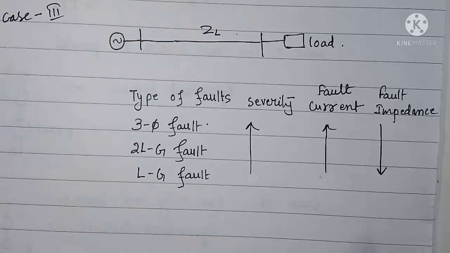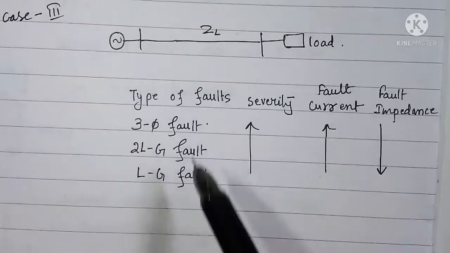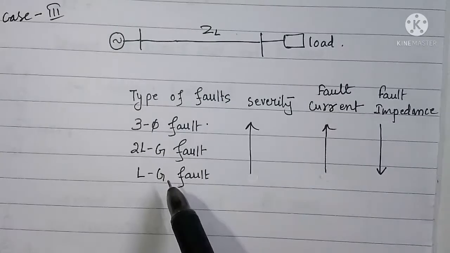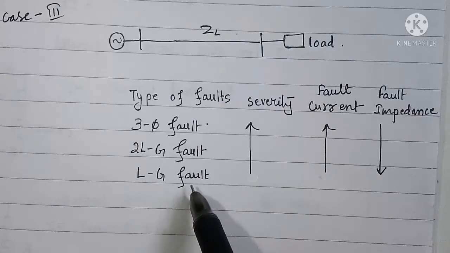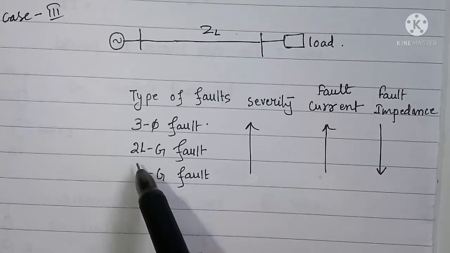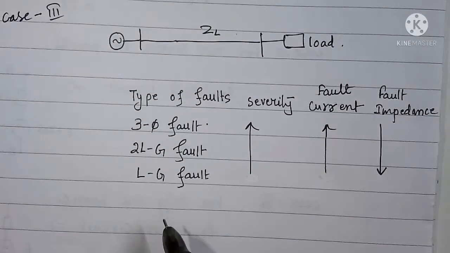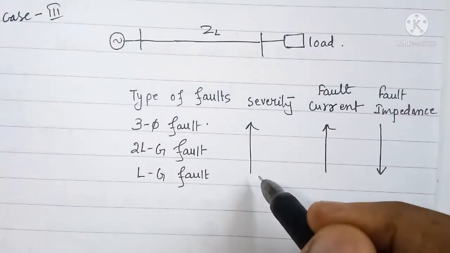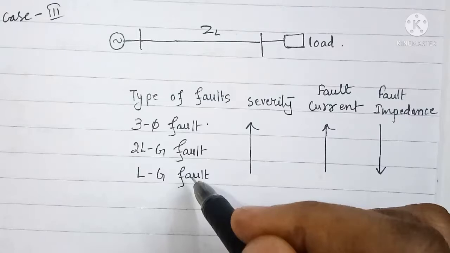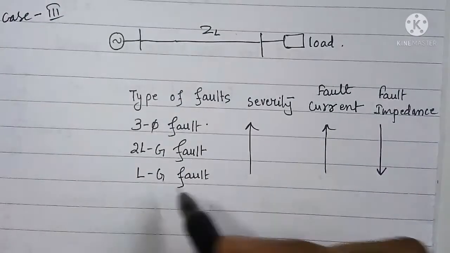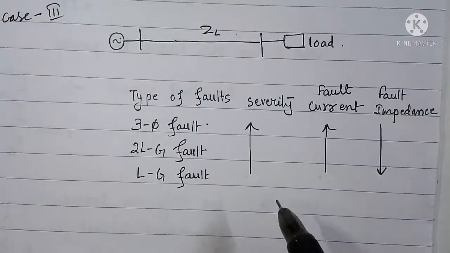In power system analysis subject, you have studied that the most severe fault is 3-phase fault. The least severe fault is LG fault, and 2LG fault is moderately severe fault. So we can arrange the 3 faults in the increasing order of their severity from LG fault to 3-phase fault in this way.